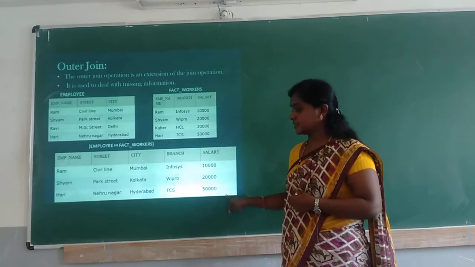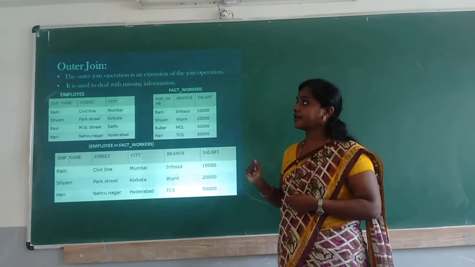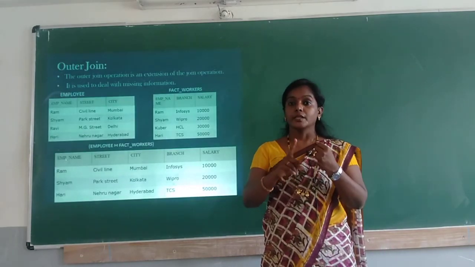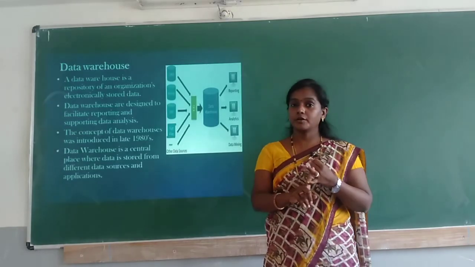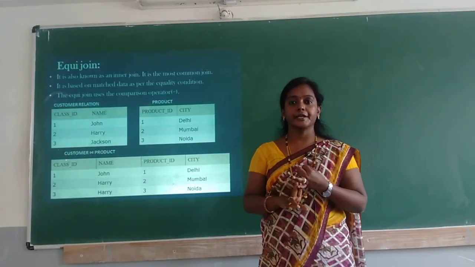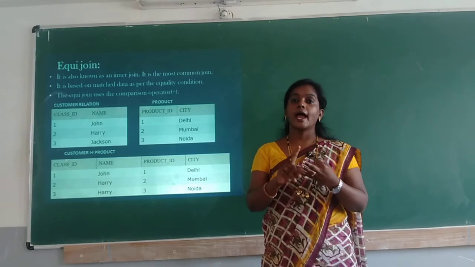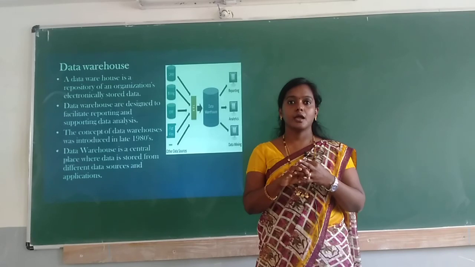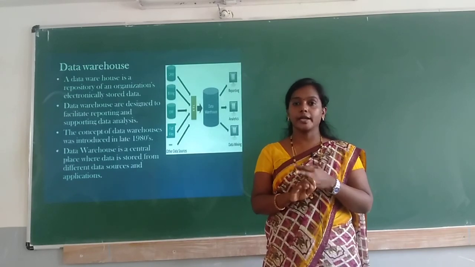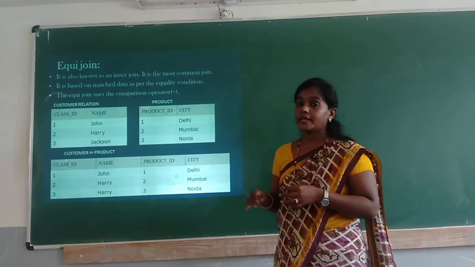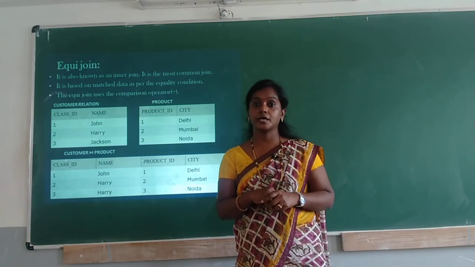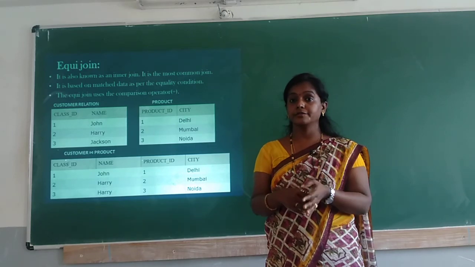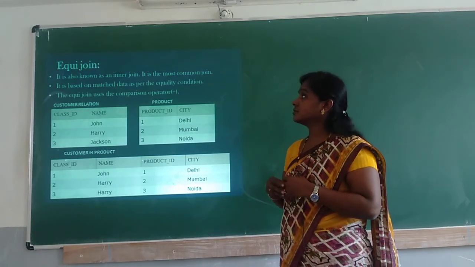Warehouse. So that is displayed here. So this is about the outer join. In outer join we have three types: right outer join and left outer join. So next we have equijoin. Okay, equijoin. Equijoin is also known as inner join, as opposed to outer join. So it is also known as inner join.